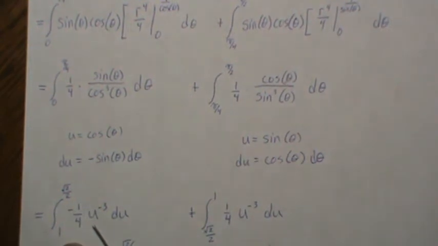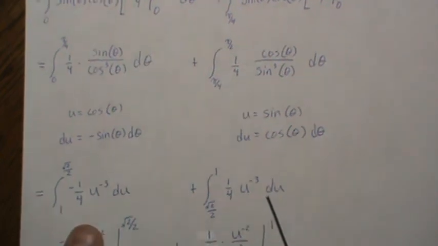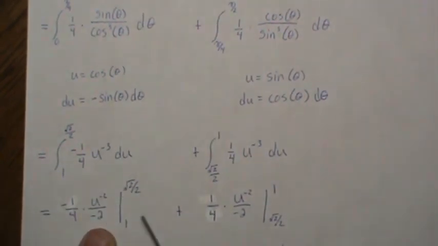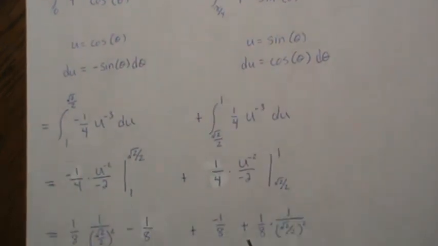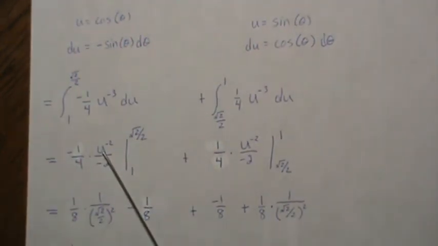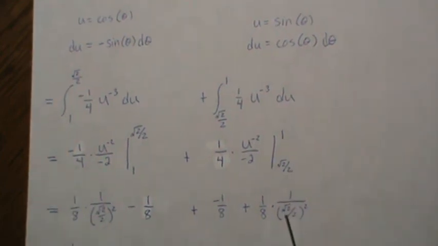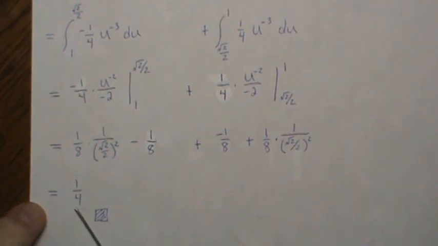So it's minus 1/4 u to the minus 3rd. We integrate this, plug in our limits of integration, we get this. So here, it's this, and then it's minus, and then plug in, and you get 1/8, and then here, of course, you plug in 1, you get -1/8, and then it's minus, plug in this, you get this piece, and when you add those together, you get 1/4, which is what our original integral was.